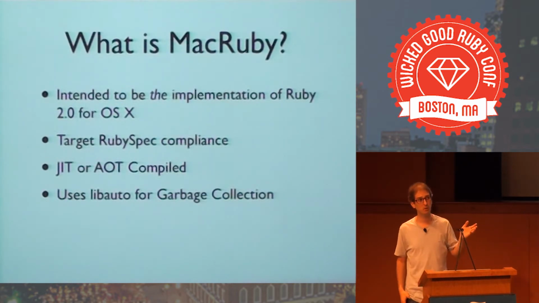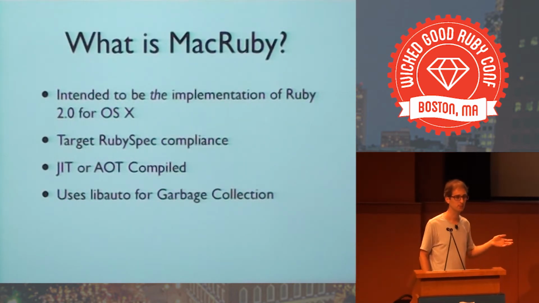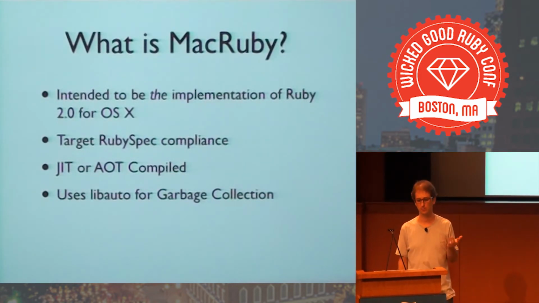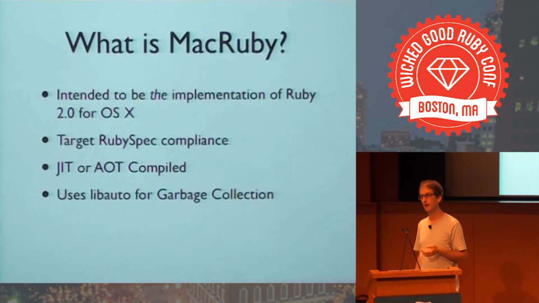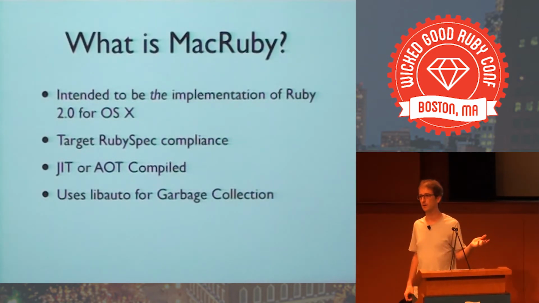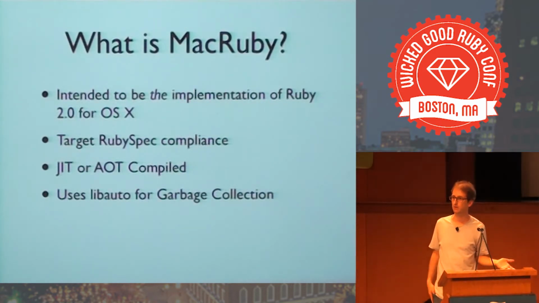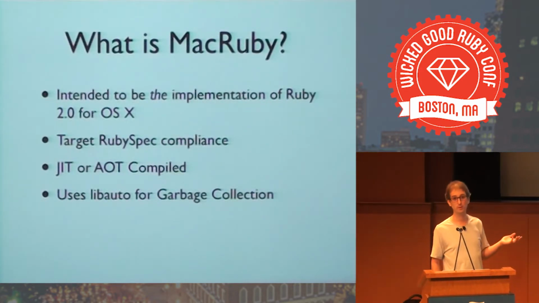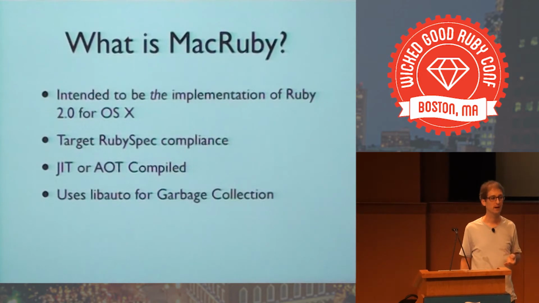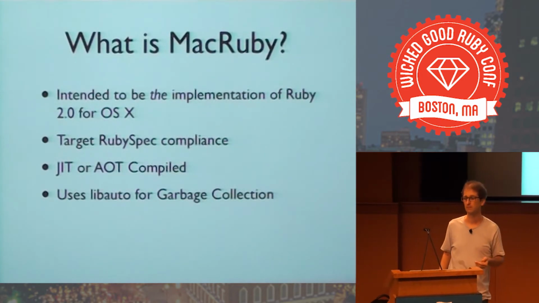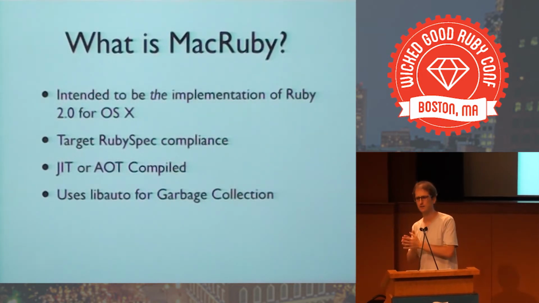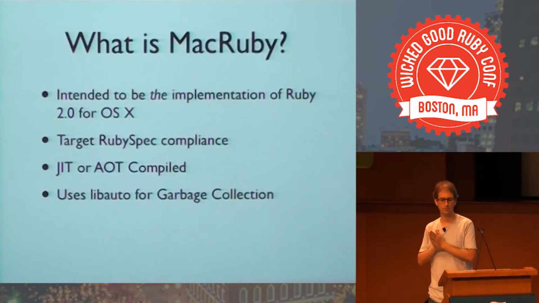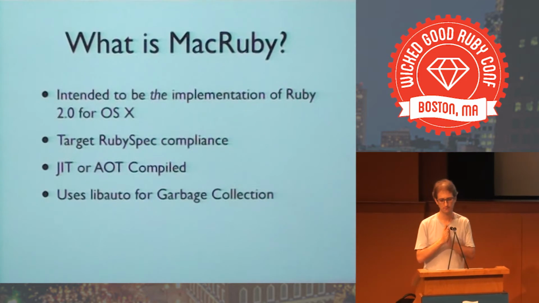And at the same time that we were building MacRuby, Objective-C also had just recently gotten a garbage collector called libauto. And we said, hey, this is great. I mean, Ruby needs a garbage collector, and the one in MRI is not so great. So why don't we make use of libauto? And that's exactly what we did. So this was kind of the lay of the land for a couple of years when we were building out MacRuby.